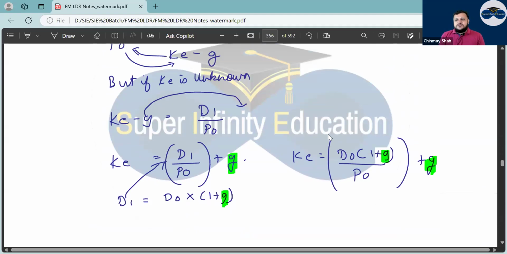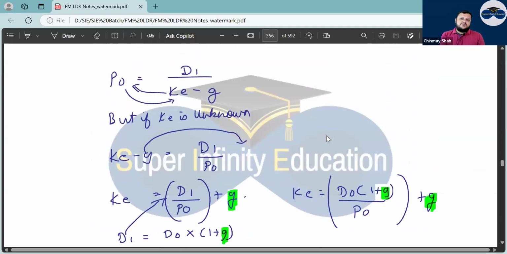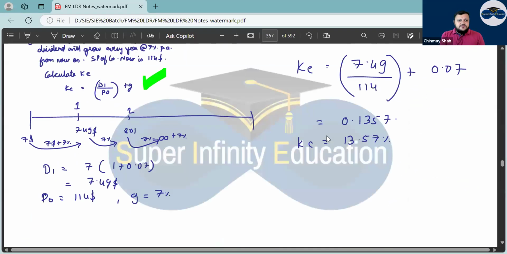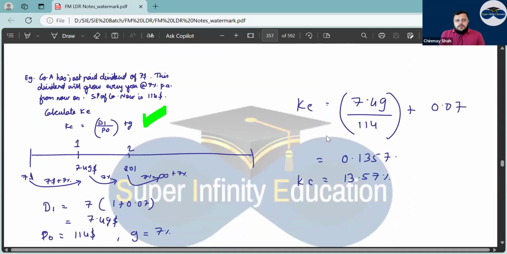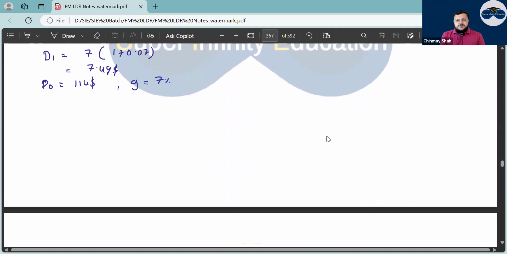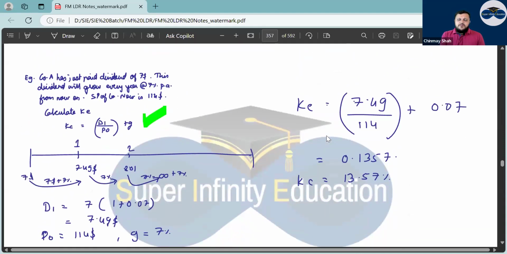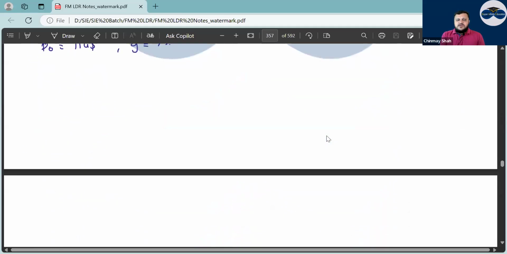Right? If you want to know how the formula is derived, you can refer to this sheet 355. Here I have given the derivation of the formula. Always take D1 upon P0, the whole bracket, plus G. Correct? And G, always try to get it either in percentage or in a number. Generally, if you do it in number, it will be better. Have a look. D1 upon P0. Always take P0 as ex-dividend.